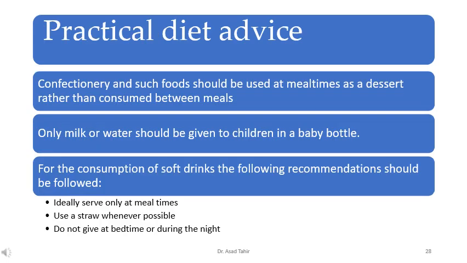Here's straightforward practical diet advice. 1. Confectionery and treats. Save sweets and treats for after meals instead of snacking between meals. 2. Baby bottles. Stick to milk or water only in baby bottles. 3. Soft drinks. Preferably, offer soft drinks only with meals. If possible, use a straw when drinking. Avoid giving soft drinks before bedtime or during the night. By following these simple tips, you can help protect your child's teeth and promote good oral health.